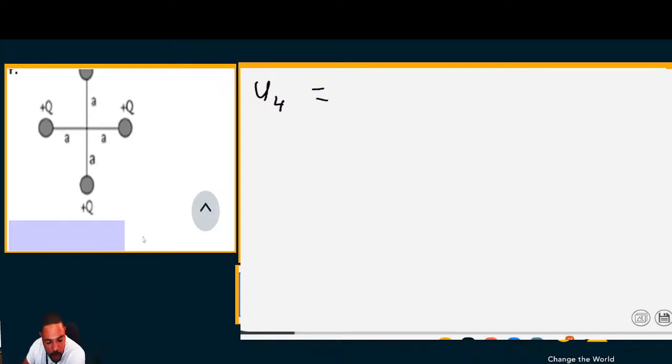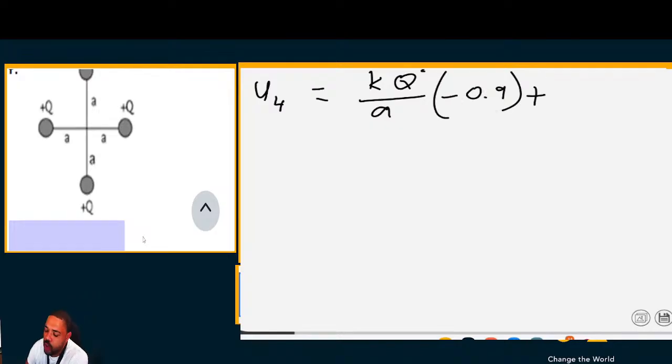So the one for number 2 was kq squared over a, multiplied by negative 0.9, and then you add the additional charge combinations. That is both of those two positives, the one on the left and the one on the right. You add them, so it's kq, so it's 2kq squared.